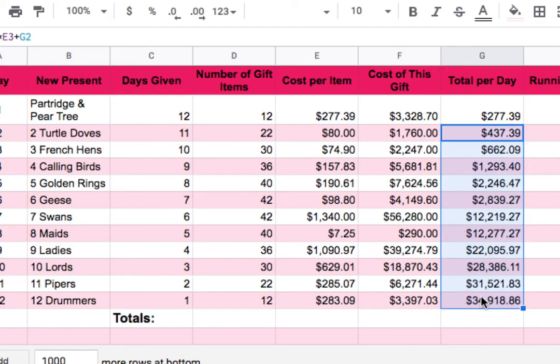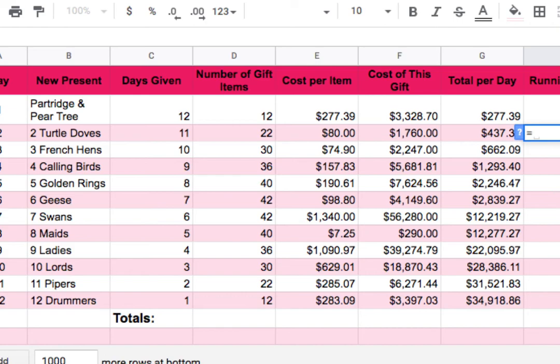Now let me just show you what happens here. This one here says we're on the 12th day, it's 12 drummers and the cost of the previous day as well. And lastly, the running cost. The running cost is also recursive, meaning that it is also built on itself. So far, the running cost is only this $277.39. So I'm just pulling that over.